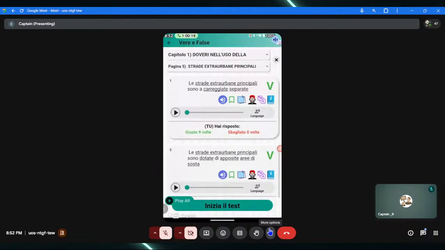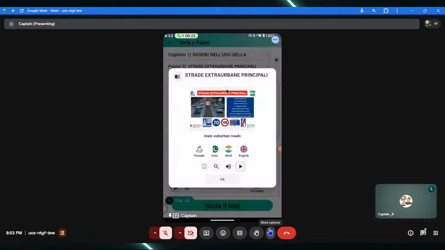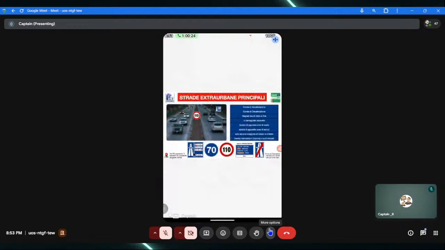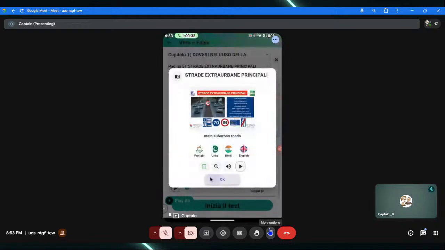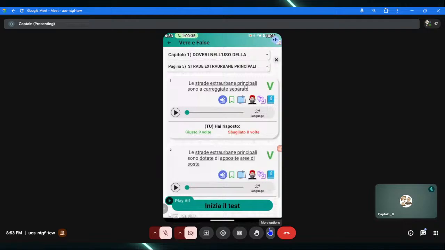Okay? What did I show you just now? Carreggiata separata. Look at it here. I said the carriageway separated. Look at it here. And look at it here. 1, 2. Separated. La strada extraurbana principale sono a carreggiata separata. They are carriageway separated. And the answer is vero.